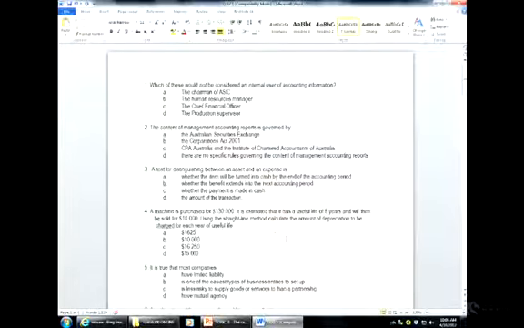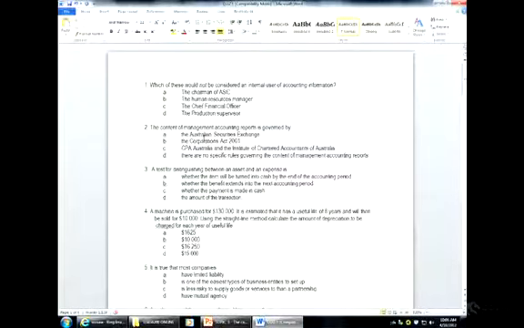The first question that I asked in the quiz was, which of these would not be considered an internal user of accounting information? The correct answer is the chairman of the ASIC, the Australian Securities and Investments Commission. He is an external stakeholder. He is not an internal stakeholder. All the other answers relate to internal stakeholders.